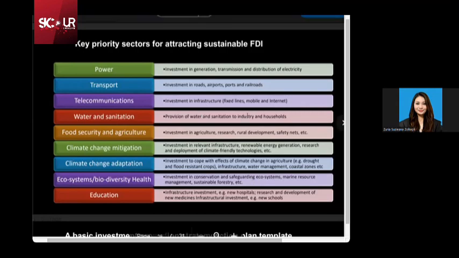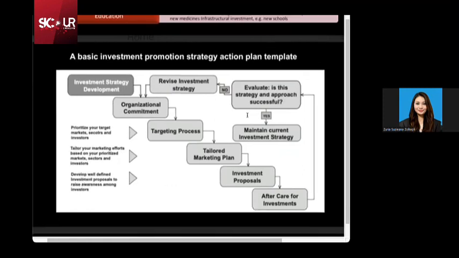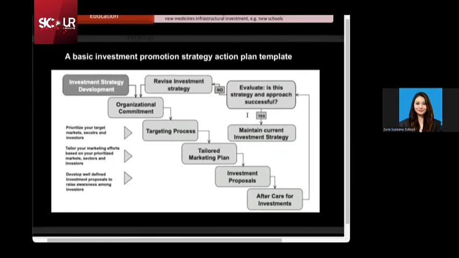Okay, this one you guys can read. So when you have determined the strategy, okay, investment strategy development, you prioritize your target market, sectors and investor, and then you revise organizational commitment, targeting process. And then once you have targeting process, you tailor the marketing plan. Okay, build your marketing effort based on the prioritized market sector invested. So this is actually not easy. I need to have a proper planning and strategy for this.